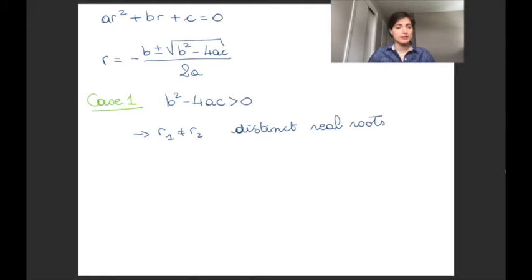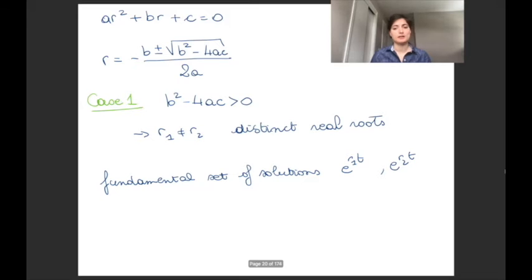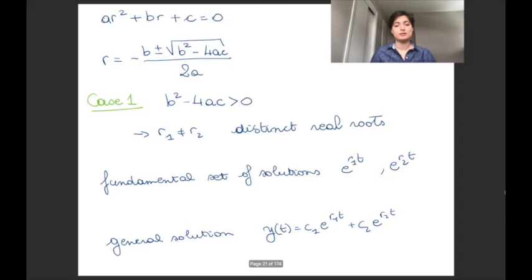In the first case, we have distinct real roots, so the discriminant b squared minus 4ac is bigger than 0. And the fundamental set of solutions for this case is exponential of r1t and exponential of r2t. So the two exponentials of the two different roots. As we have seen last week, the general solution will be the sum of these two exponentials, each one with a different coefficient depending on the initial condition.